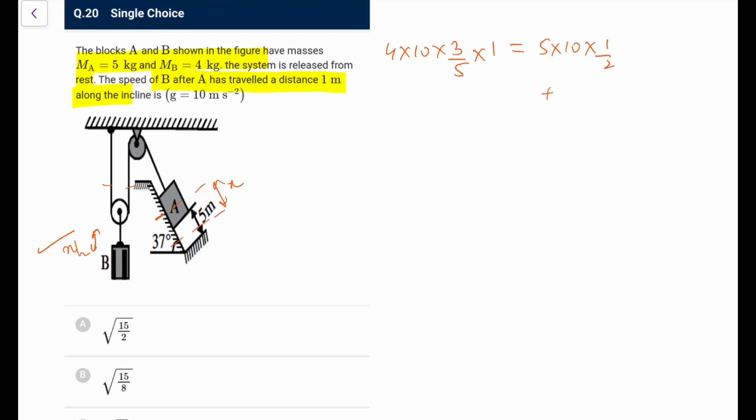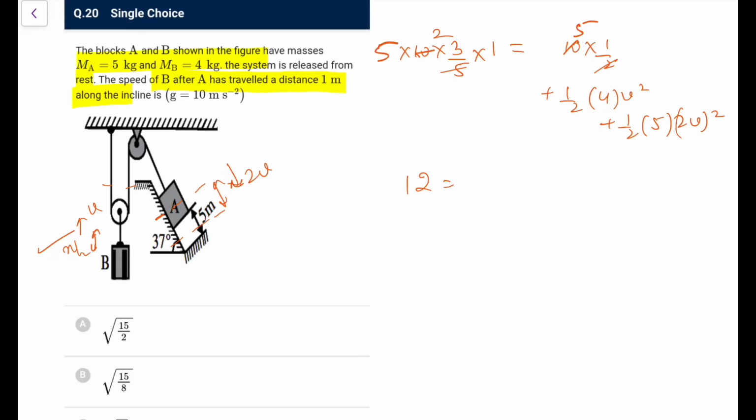Plus, by the same logic, if its speed is v, its speed down would be 2v. So it is half into 4 into v square plus half into 5 into (2v) whole square. So what do we have now? This is 2, 6, 12. Okay, I have written it wrong here. The data is written wrong. This is 5 kg and this is 4 kg.